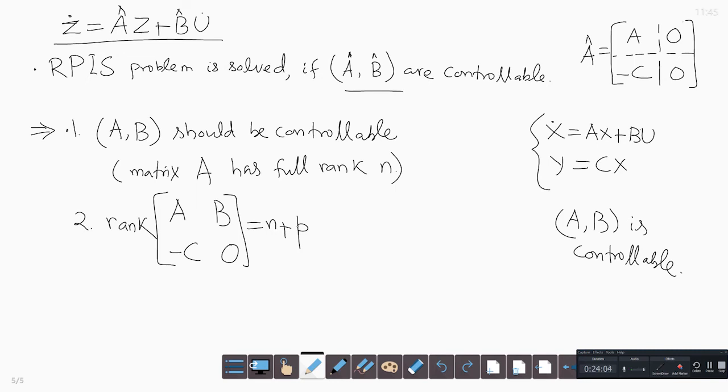So the dimension of matrix A is 2 cross 2, or n cross n, and the dimension of C is p cross n, that means 1 cross n. So this rank, because A and C we can partition like this, the total rank of this augmented system matrix has n plus p rows. So the rank of A, B, minus C, 0 should be n plus p. That means this condition can be technically stated as: the uncontrollable modes, if any, should be stable.